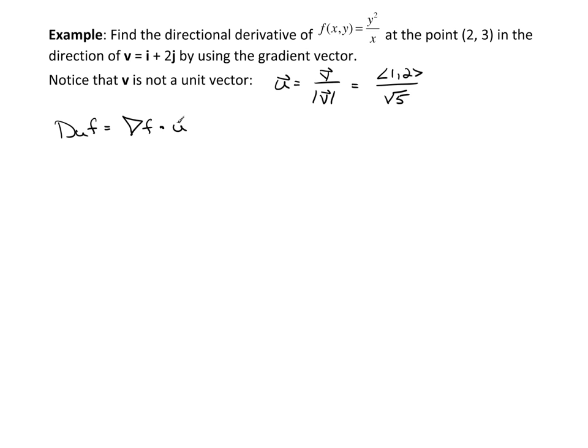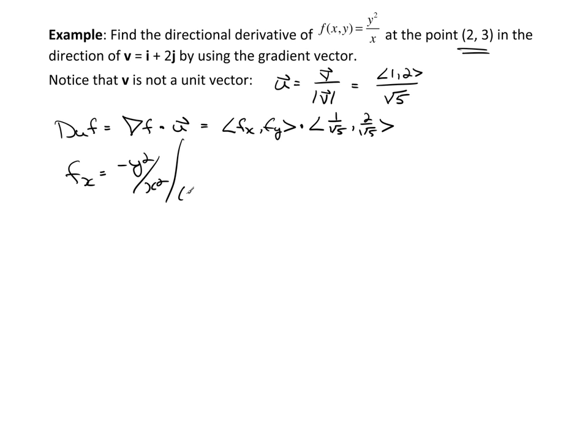Del f dot u, which is obviously going to be equal to, let's do it over here, the partial of x, partial of y, dot, I'll go ahead and put the whole thing in here, (1 over root 5, 2 over root 5). So obviously I need to find these partial derivatives at (2, 3). I'm going to start off with the partial with respect to x. And that's going to be negative y squared over x squared.